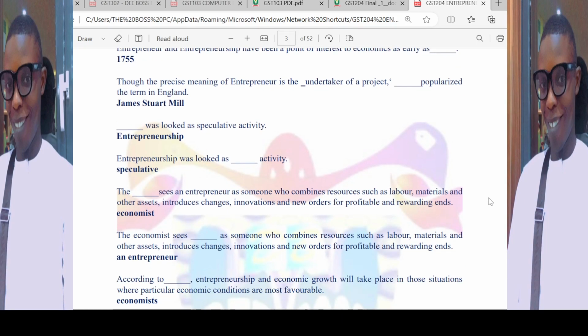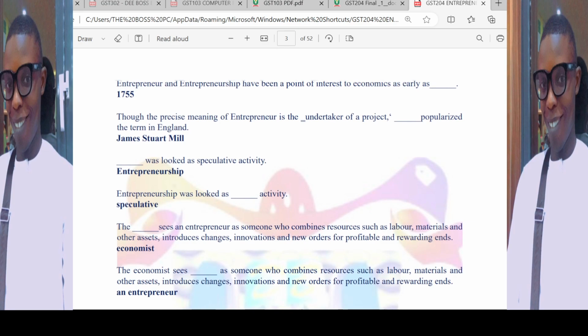Now, entrepreneurship. Entrepreneurs have been a point of interest to economists as early as 1755, and though the precise meaning of entrepreneur is the undertaker of projects, James Stuart Mill popularized the term in England. So please note this name, James Stuart Mill. If you are an economics student or management science student, you did or are doing a lot of economics courses, you're going to be hearing that name a lot. He was the one that popularized the term entrepreneur in England.